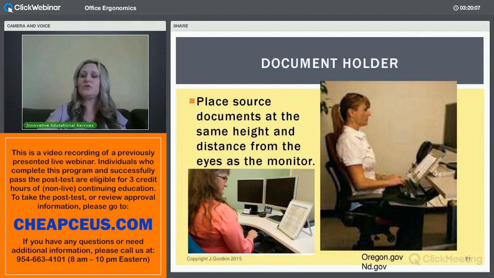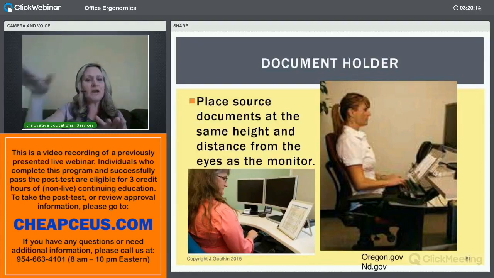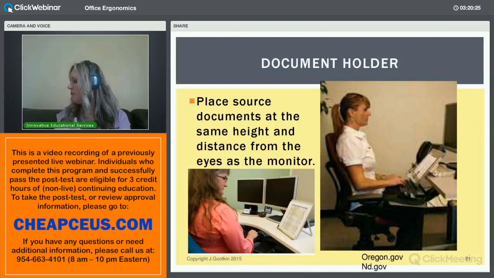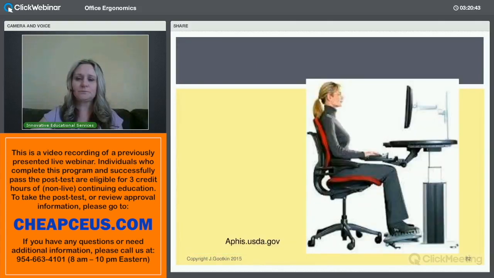Document holders are another useful piece of equipment that can be utilized. I'd caution you though with document holders, because remember we said our radius is about 30 degrees for looking at the left and right. So make sure that document holder isn't too far away that they're rotating to and from in order to read from it. The document holder should be at a comfortable distance, about the same height or just a gentle glance up and down from the screen. It should still be in that same field of vision for the individual.